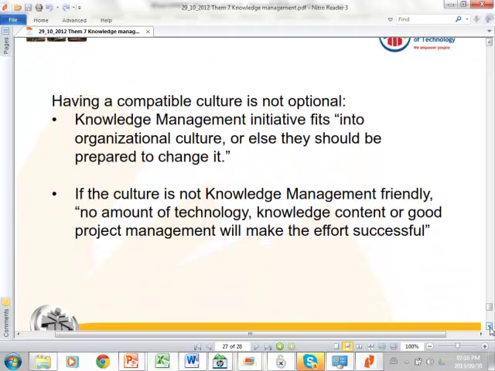Okay, and then in the final analysis, when we come to culture, it's not optional. You have to have a culture that fits knowledge management. Otherwise, knowledge management is not going to happen. You can spend millions on it, but if your people haven't embraced the idea of knowledge management, it's not going to happen. So if the culture is not knowledge management friendly, no amount of technology, knowledge content, or good project management will make the effort successful.